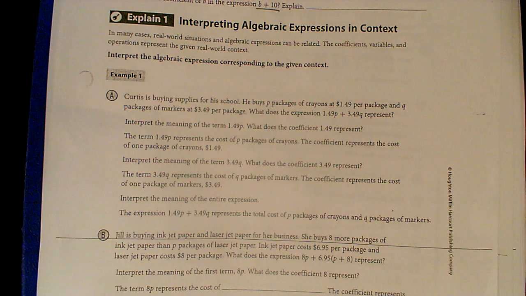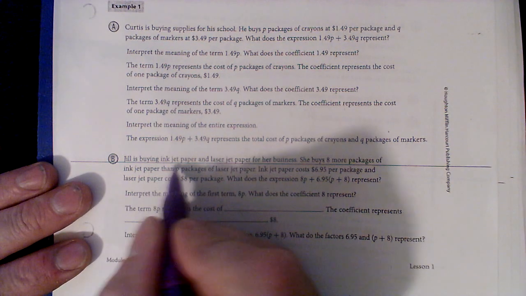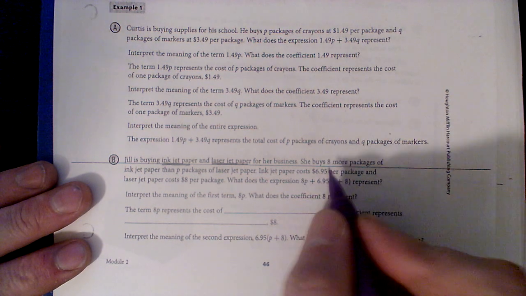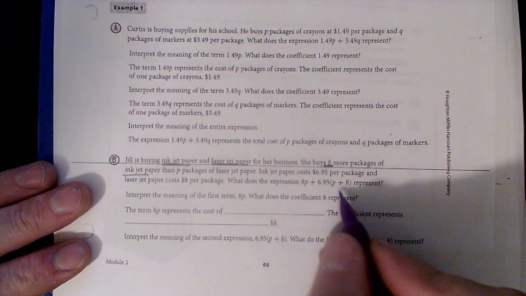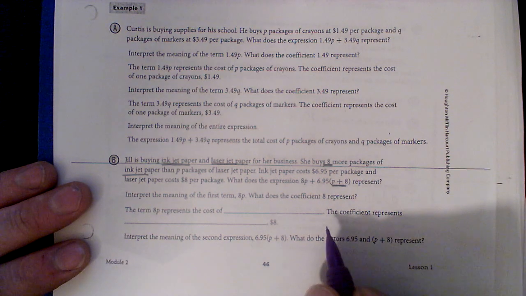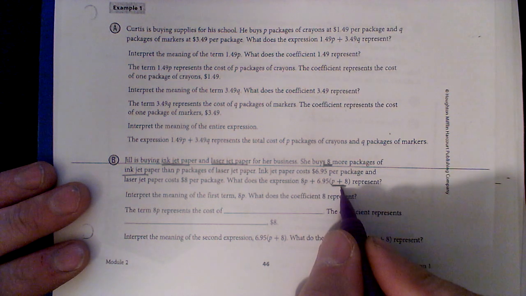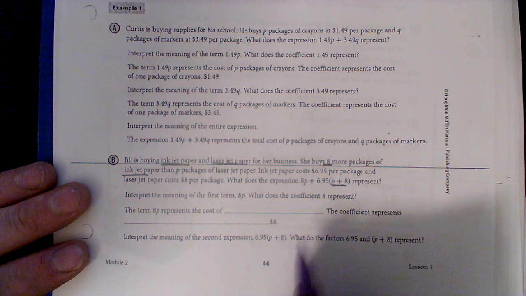Alright, let's see if we can put some meaning to interpreting algebraic expressions. I'm going to go down here. There is one to read up here, but I'm going to talk about this. It says Jill is buying inkjet paper and laserjet paper for her business. She buys 8 more packages of inkjet paper, and I bet you right there, that means 8 more right there. So that is laserjet, and that's inkjet, because there's 8 more inkjet packages than there are laserjet.